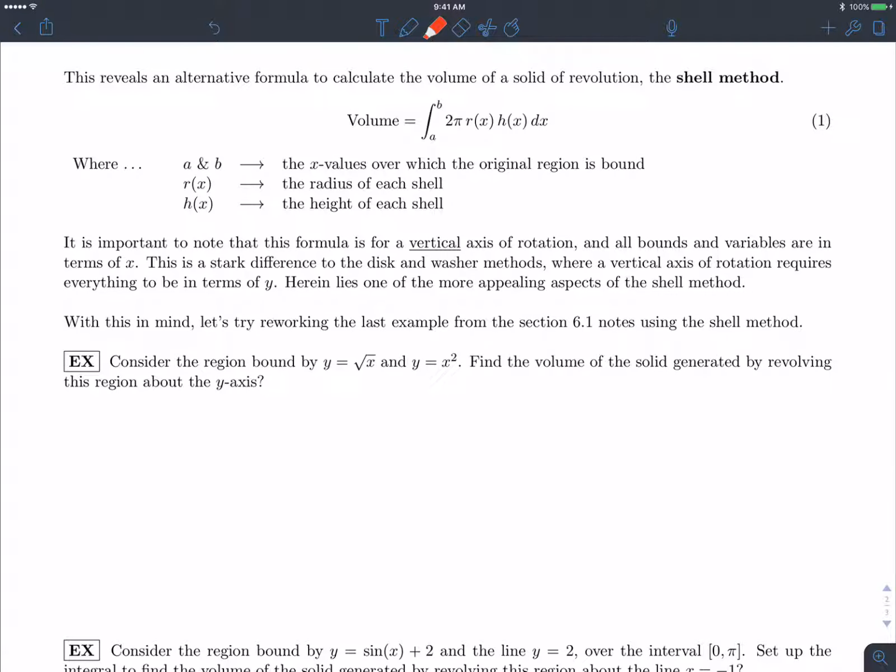Okay, so in that last example, we got the breakdown of how we come up with the shell method along with one example. So let's take a quick review of what the shell method is comprised of. We determined that the volume of a solid of rotation using the shell method can be determined by taking the interval from A to B, where A to B are the x values over which the region is bound.